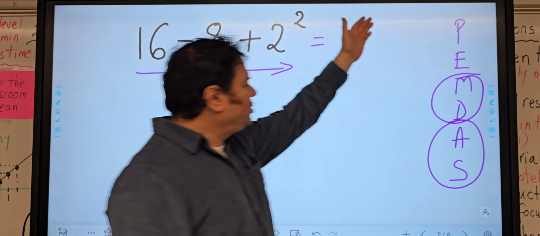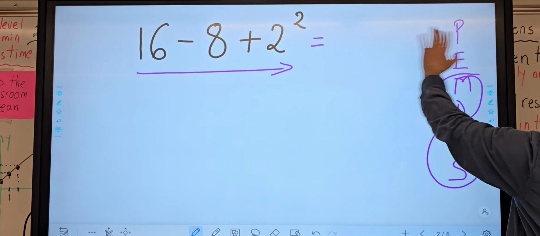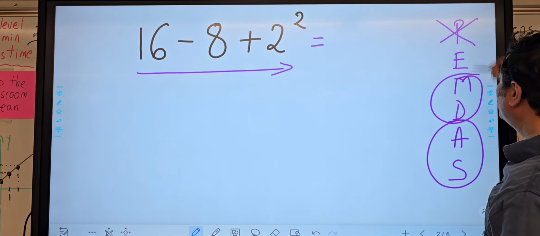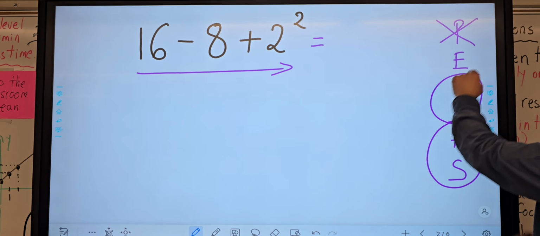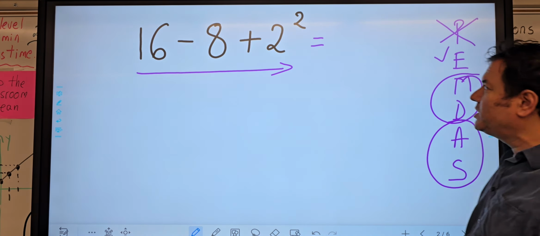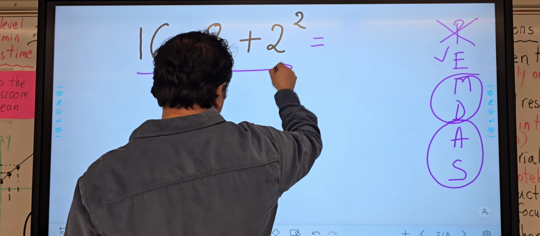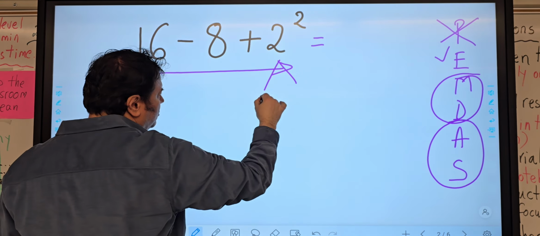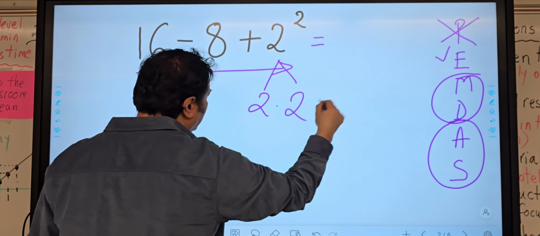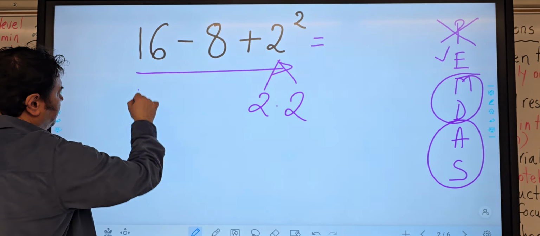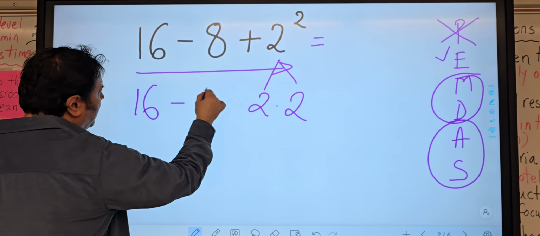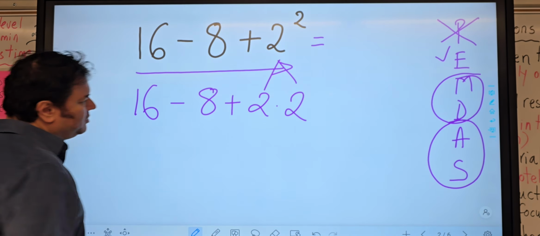Let's check. Checklist, parentheses. No parentheses, so we don't need to worry about the P. Exponents, yes, we have the exponents. Let's solve the exponent first. 2 squared, remember, means 2 times 2. And then here we have 16 stays for now, minus 8 plus 2 times 2.